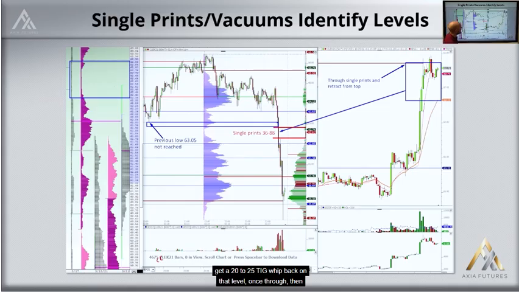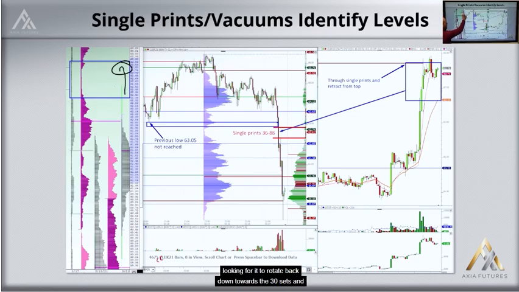Once through, then you get the move straight up, straight through to 88. And again, reaction straight back from there. 88 back down towards the middle of the range, which gives you it back all the way to 60. Another 20 to 25 ticks. Hit, react. And the market then starts to spend time in the upper end of that vacuum. You start to spend time up here and begins to fill this in.